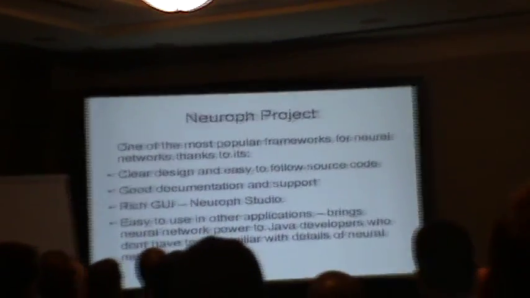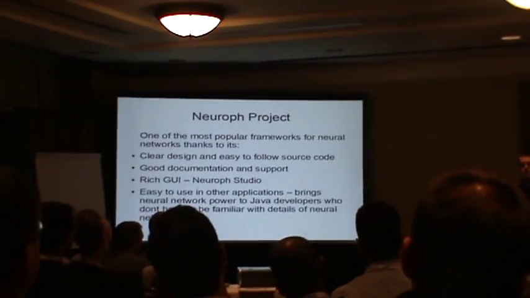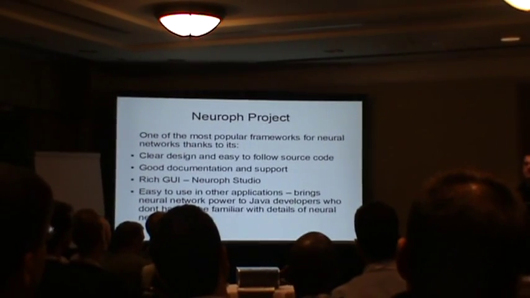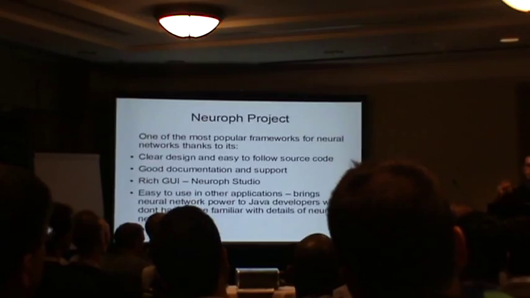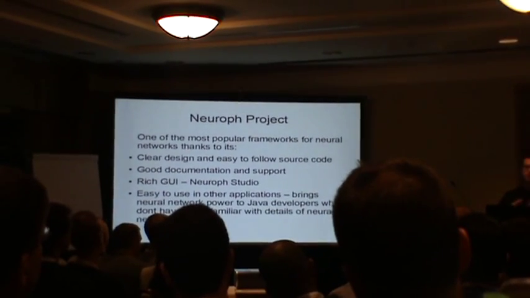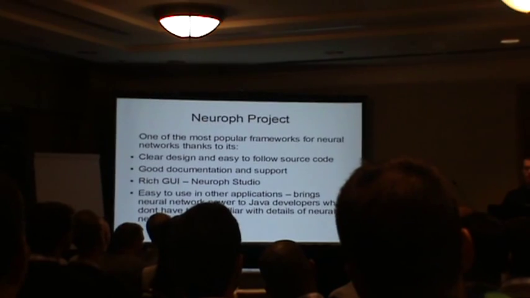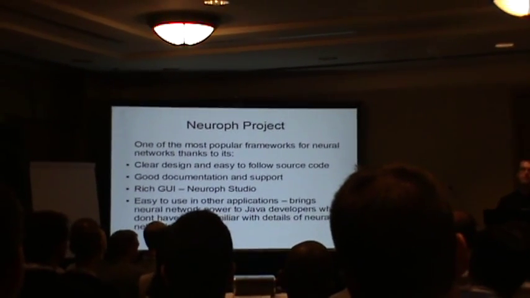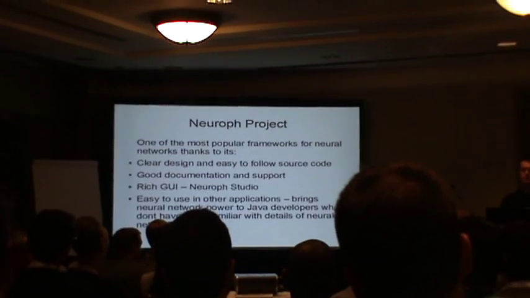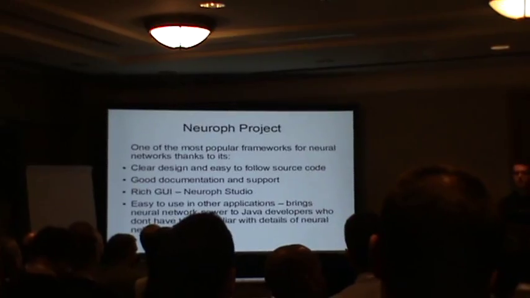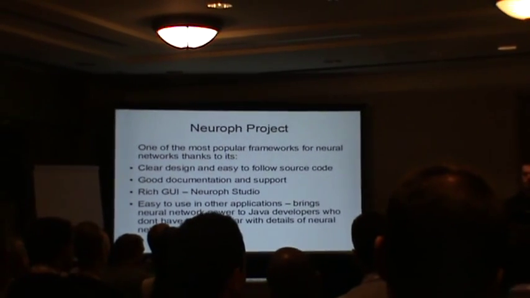For Encog, for example, it has an array-based implementation, and it is very hard to figure out what is going on in all the for loops and arrays, while in Neuroph you have a clear object design. Then you have very nice documentation and support. We have a forum and ticketing system, and our community does its best to answer all the questions.